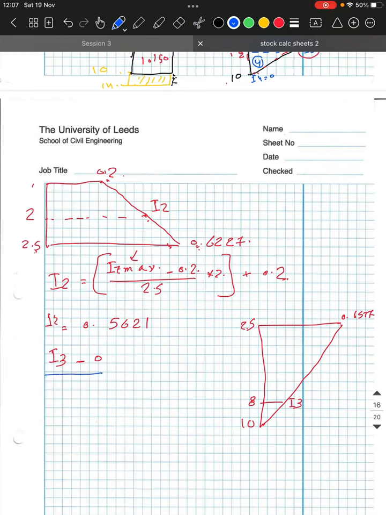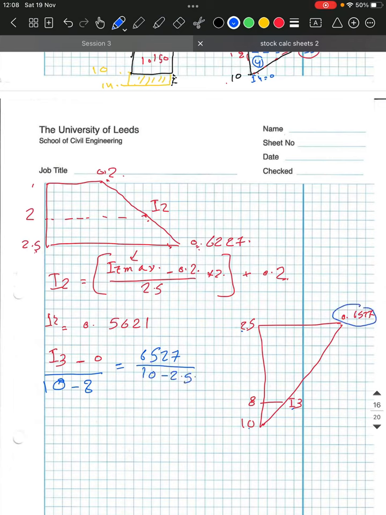I3 minus 0 over I3, minus 0, over 10 minus 8 equals 0.6527 divided by 10 minus 2.5.